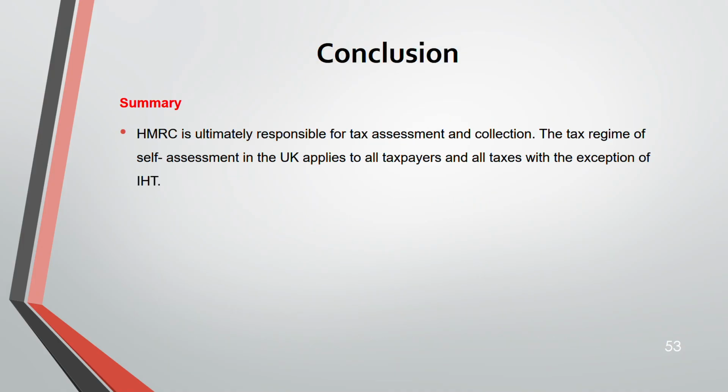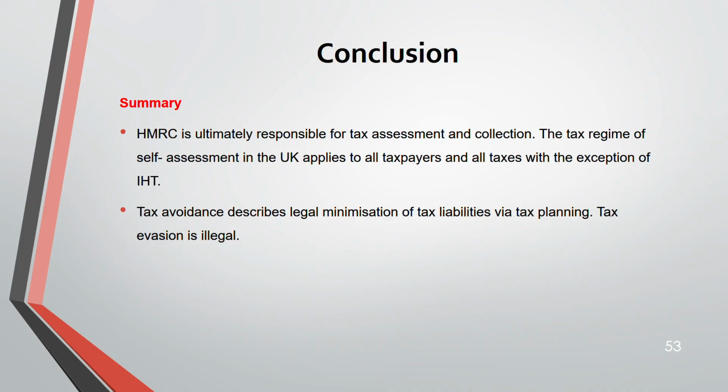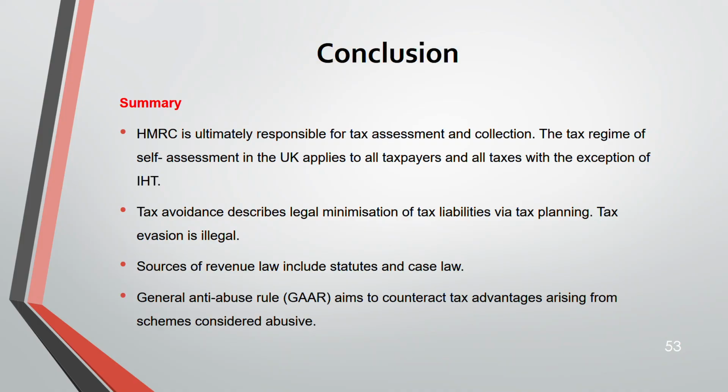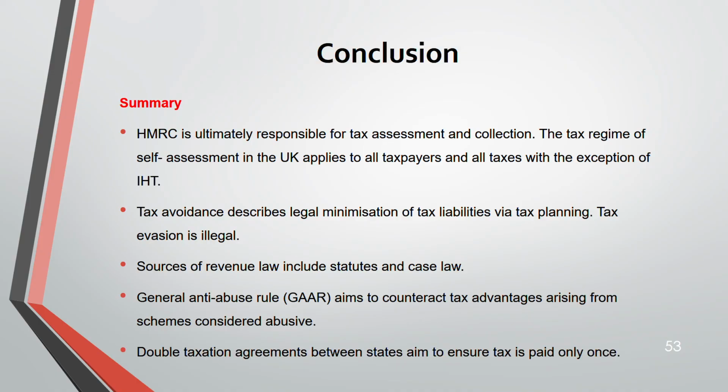HMRC is responsible for collecting the tax. Except IHT, all are self-assessment. Tax avoidance is where you legally minimize tax through tax planning. Tax evasion is illegal. And what are the sources of revenue law? Statute and case law. GAAR aims to counteract the tax advantages arising from schemes that are considered abusive. Not all schemes are considered abusive, remember. And double tax agreements between states aim to ensure tax is only paid once on that source of income or gain.